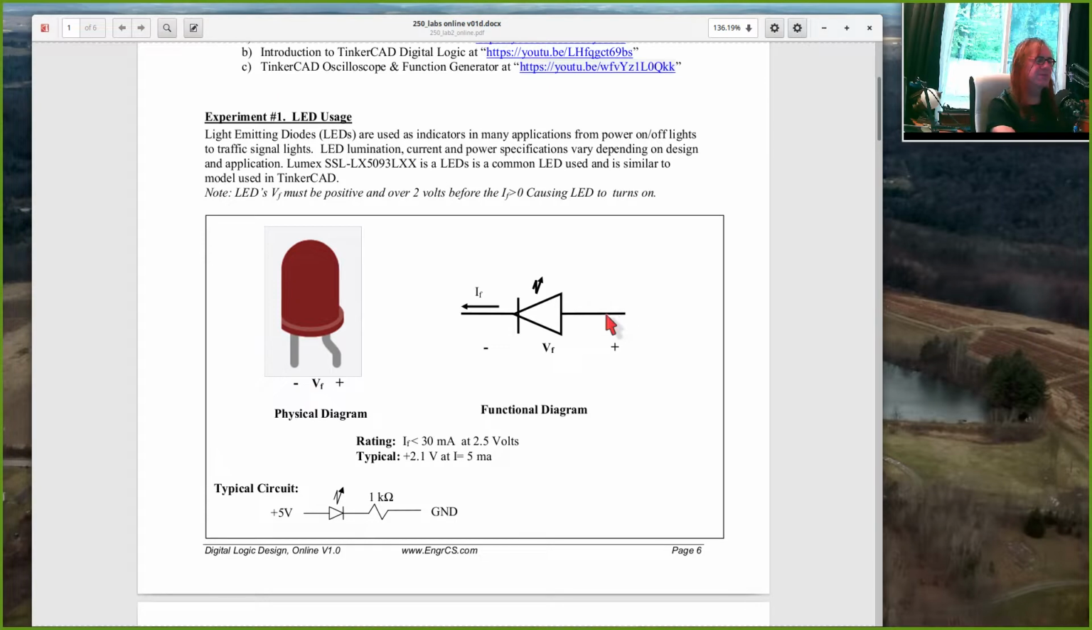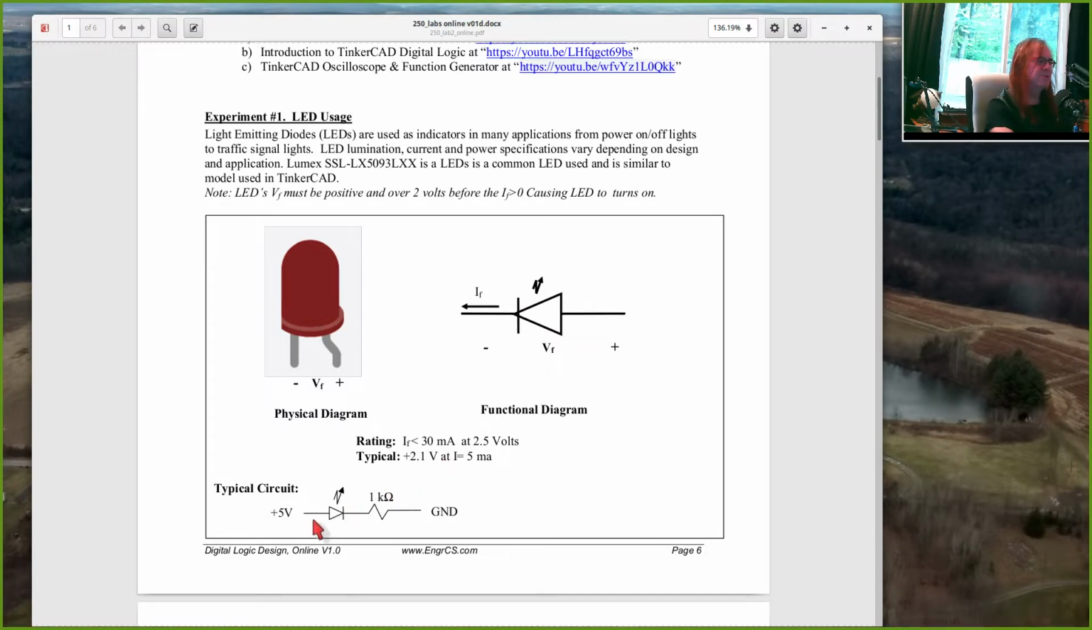Your current flows in the direction of this triangle. If I put 5 volts over here and ground over here, the LED should light up. If I put too much current through, more than say 30 milliamps, the LED may fail. But if I put 5 volts on the left and ground on the right, the LED should not light up. This is a version of a device called a diode. A diode is like a one-way valve. It lets current flow in one direction but not the other. So if I put a high voltage on the left, the diode part of this device does not let the current flow through, and so the light emitting part does not light up because there's no current.